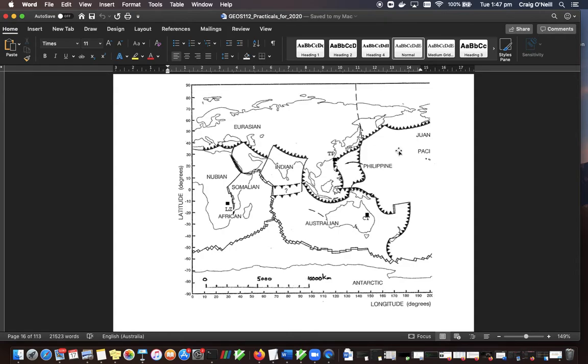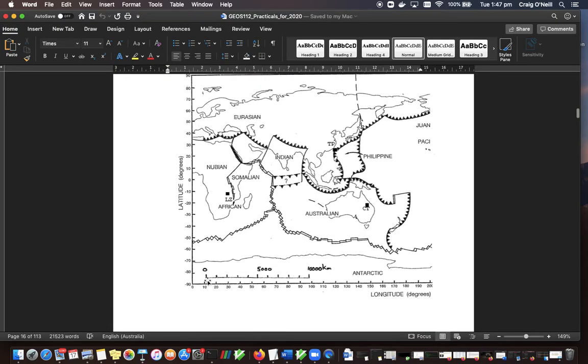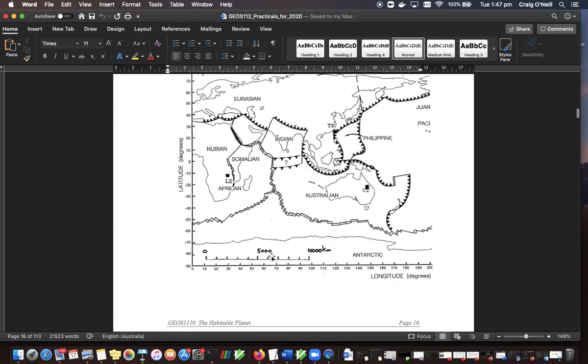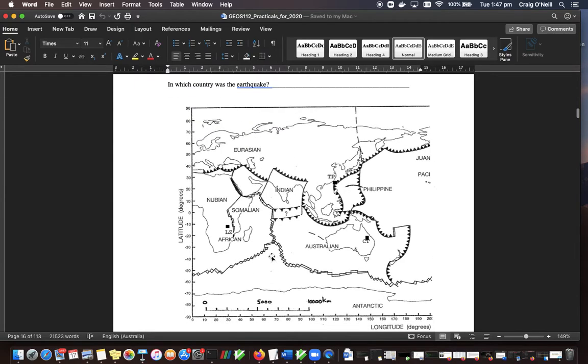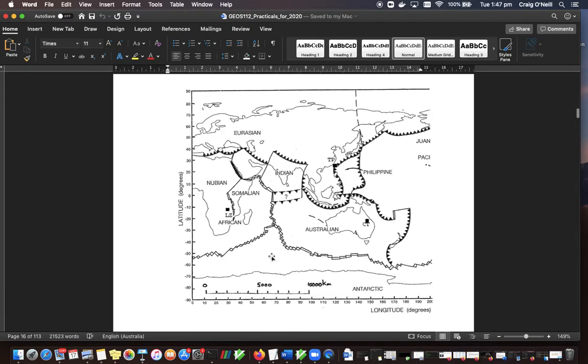We need more information. So the next bit then would be to take your distance from Charters Towers, put the pointy bit of your compass here, your pencil where that distance ends up on this scale, and then using that same spread, draw the distance around Charters Towers where the earthquake occurred. Do the same thing for Zambia, work out your distance, put your compass, draw a circle around it, and what you should get, if you do the distances very accurately, is those three circles will intersect at one point and one point only, which will be the epicenter of the earthquake.